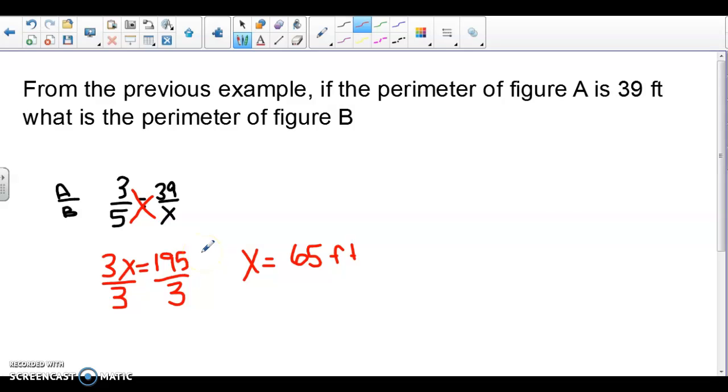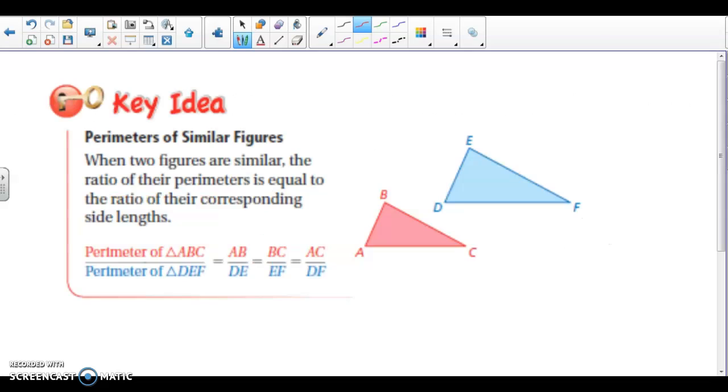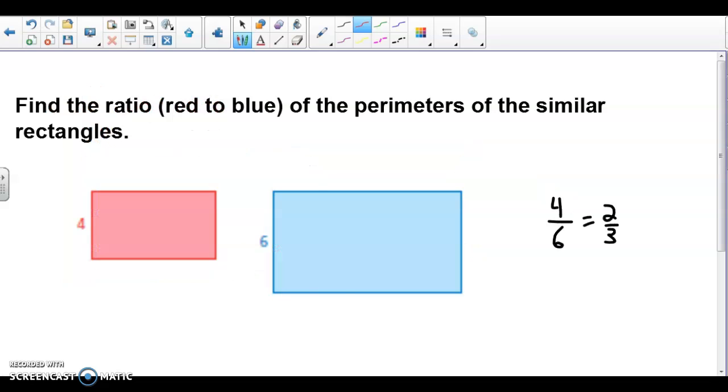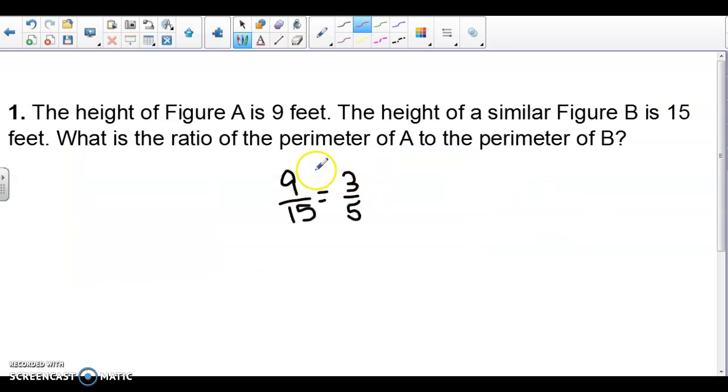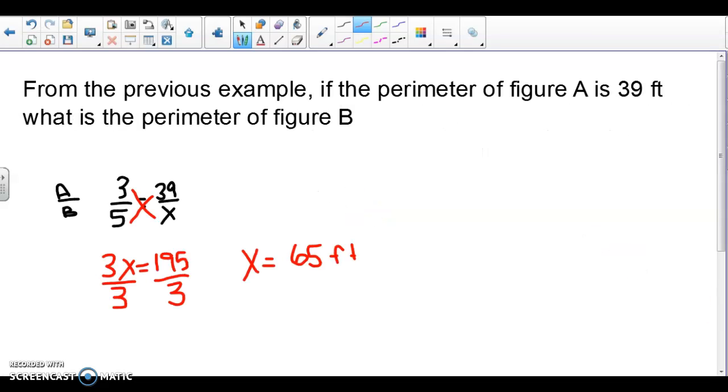So going back, just a refresher. The ratio of the perimeters of similar shapes is the same as the ratio of the corresponding side lengths. So we use that to find out the ratio of two side lengths. That wound up being the ratio of the perimeter. And then we can use that information to find an unknown perimeter. Alright, so that's what we can use this for.